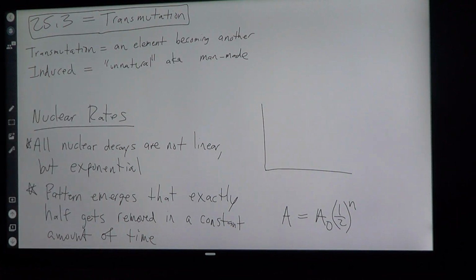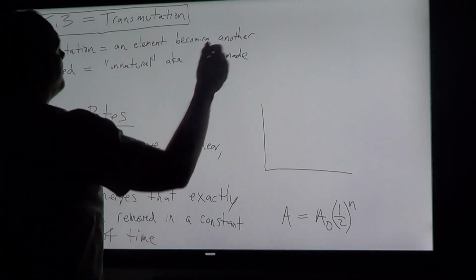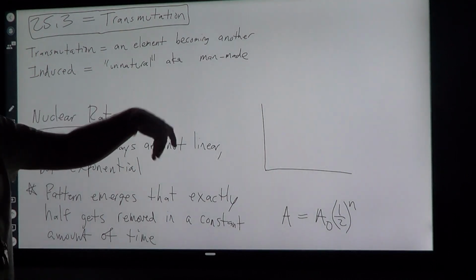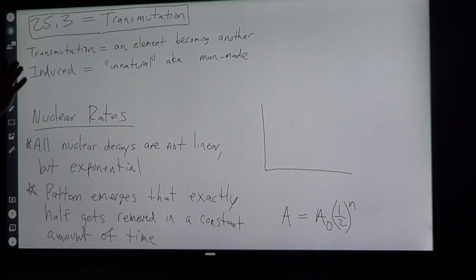So if a carbon atom becomes a nitrogen atom, that's a transmutation. If a carbon 14 becomes a nitrogen, that's transmutation. Anything where one element becomes another element is a transmutation. If it doesn't happen naturally, aka a person forced it to happen, then we call it induced transmutation.